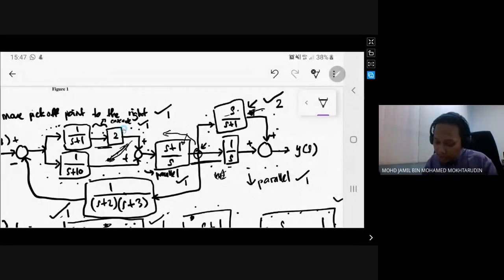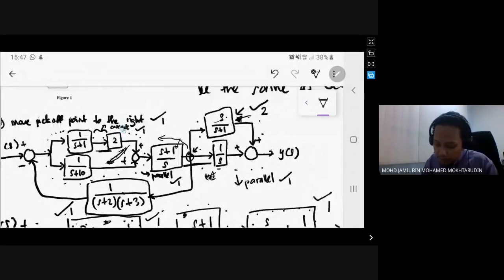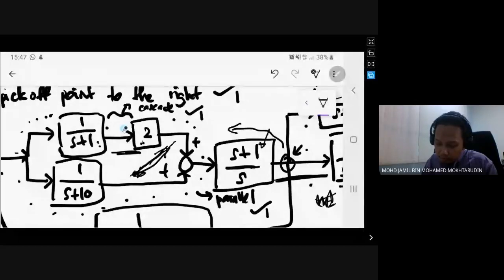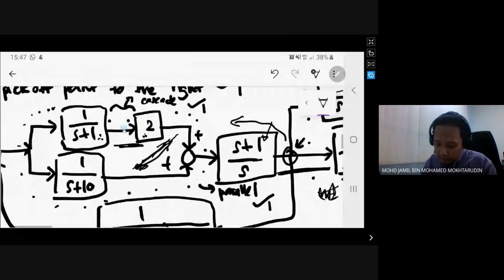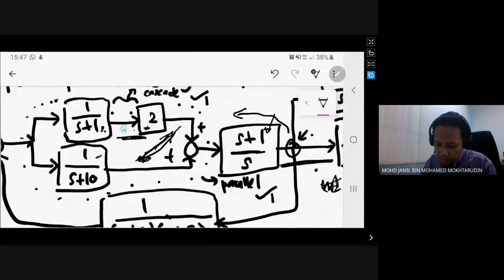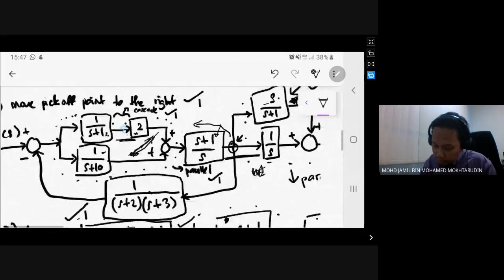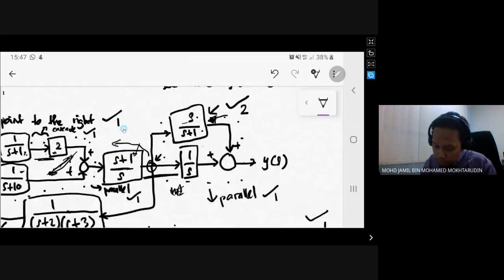Okay, and then after that, these two boxes are in cascade. So you get 1 mark for cascade, and then these two boxes are parallel with this 1 over s plus 10. So you get another mark indicating these three boxes are parallel. And then if you indicate these two boxes as parallel, then you get 1 mark.